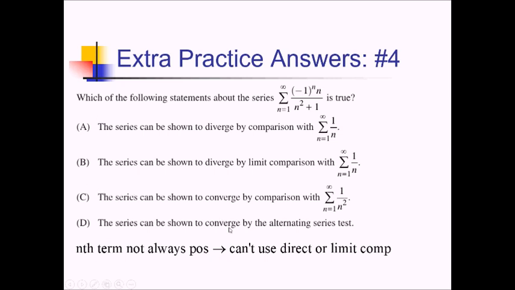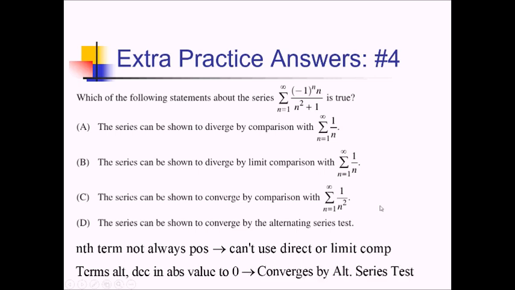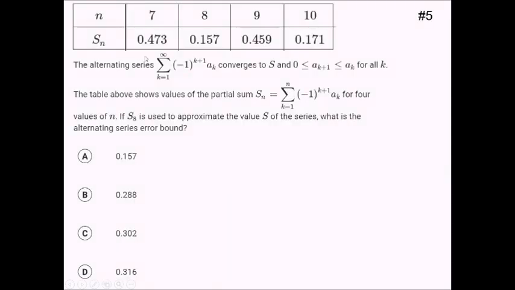Just looking a little further to confirm choice D, this is a series whose terms are alternating, and since the denominator is growing faster than the numerator, we are also decreasing in absolute value to 0. Therefore, this can be shown to converge by the alternating series test. So, choice D.